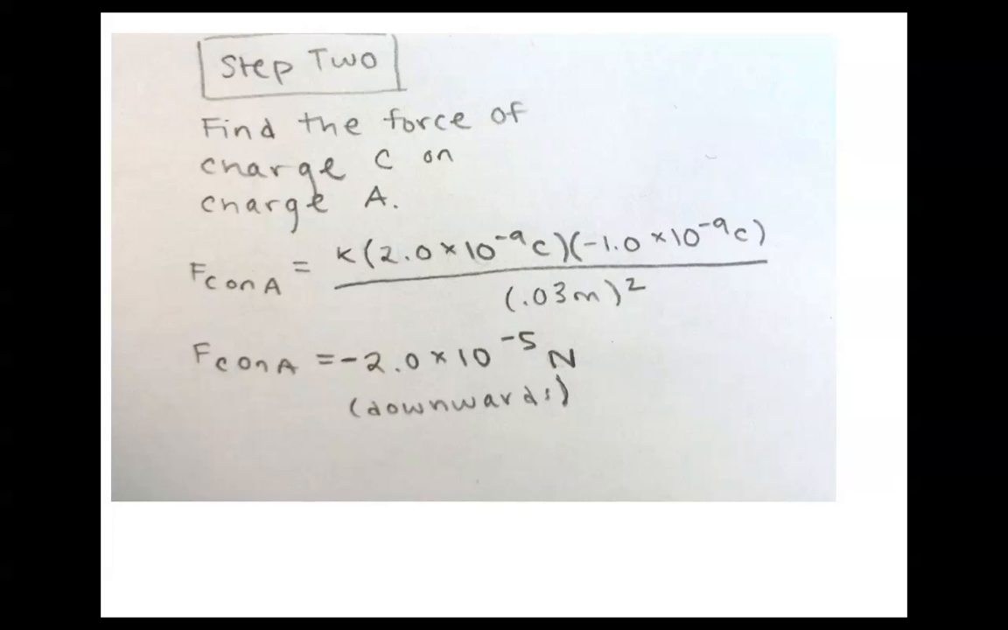Step 2 is to find the force of charge C on charge A. To do this, we use Coulomb's law again, and plugging in our own values, we get that the force of C on A equals K multiplied by 2.0 times 10 to the -9th coulombs multiplied by -1.0 times 10 to the -9th coulombs, all divided by 0.03 meters squared. Solving this, we get that the force of C on A equals -2 times 10 to the -5th newtons downwards.